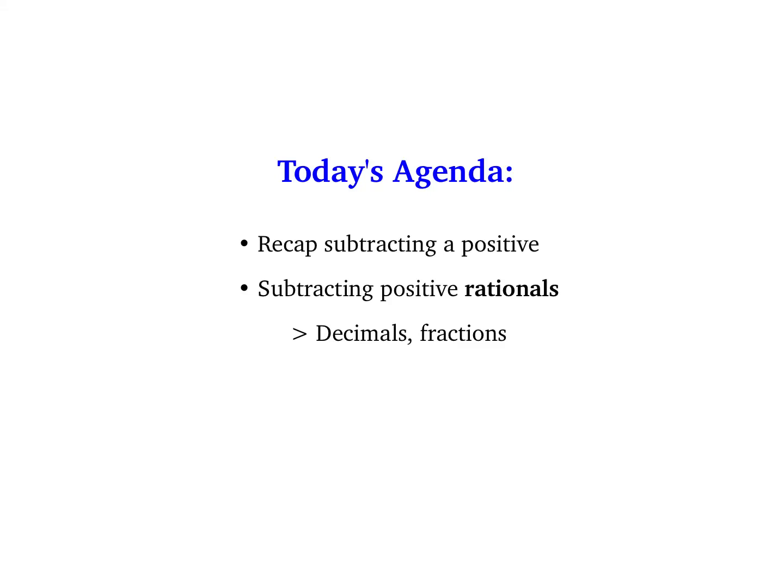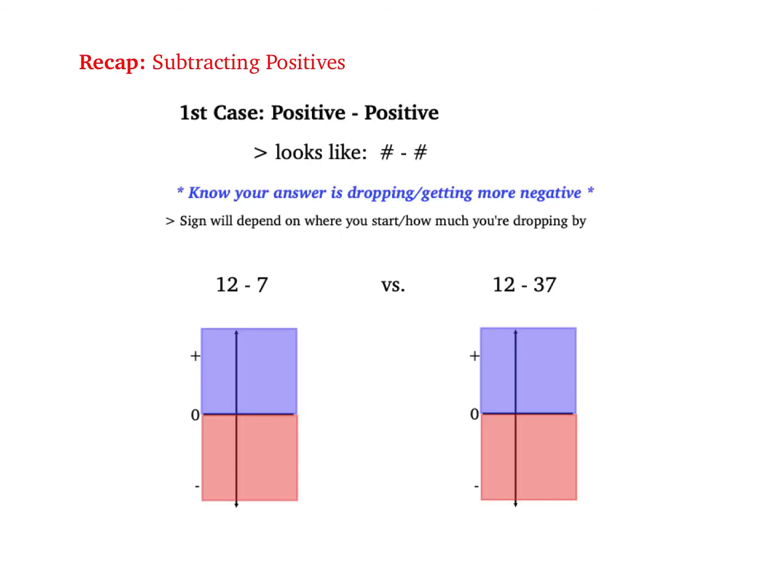In this video, we'll extend what we know about subtracting a positive from integers to move to subtracting positive rational numbers, so decimals and fractions, whether we're starting with a positive or a negative. As a recap, looking specifically at integers, the first case we considered is if you're starting with a positive number, so something like 12 minus 7, or maybe something like 12 minus 37.